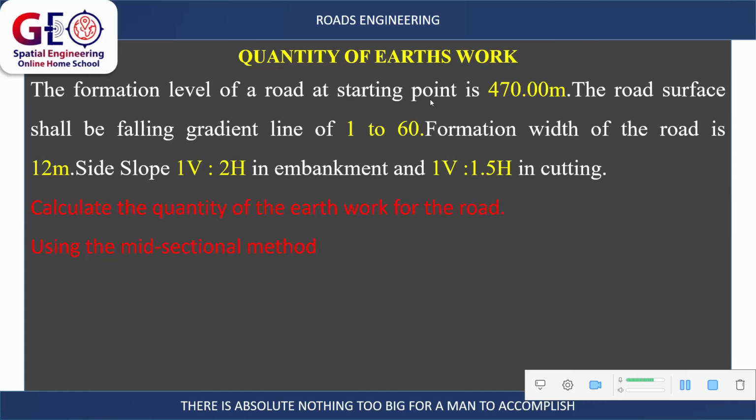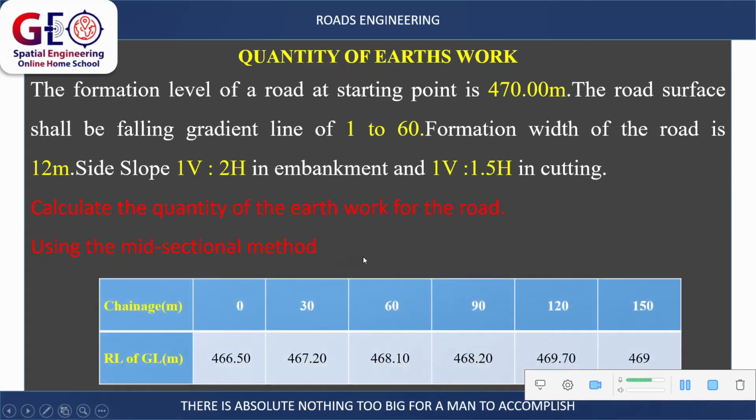Then we have been given the ratio of the side slope. For the side slope, we have been given two ratios: the ratio for embankment and the ratio for cutting. For embankment, we have 1:2. For cutting, we have 1:1.5. Then I want us to calculate the quantity of earthwork for the road using the mid-sectional method.